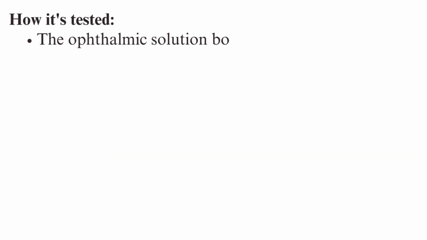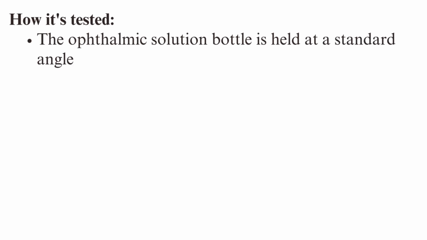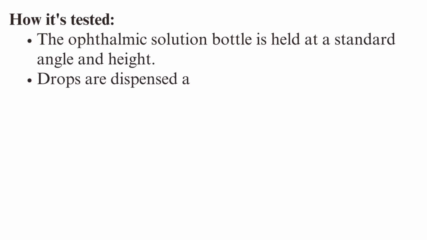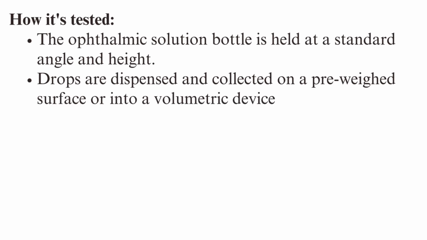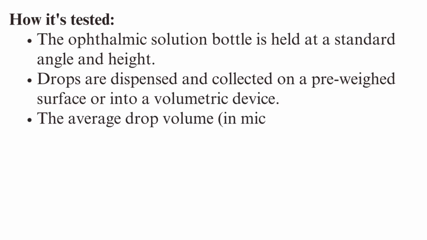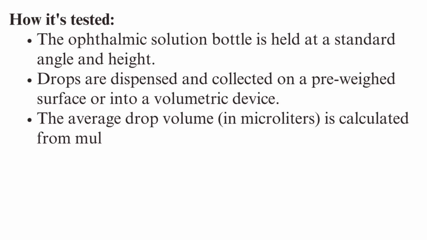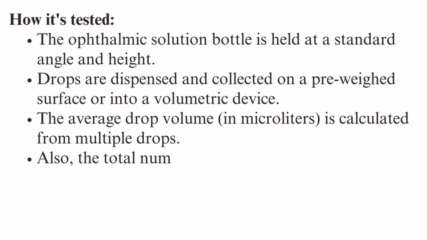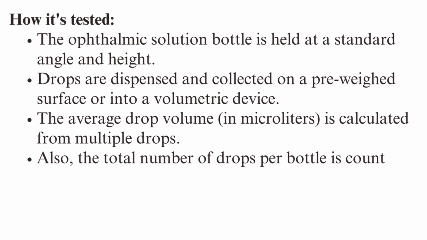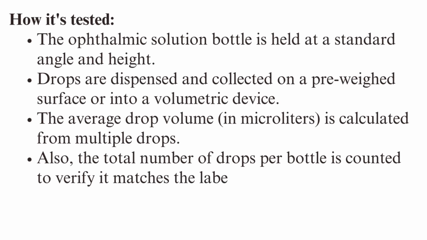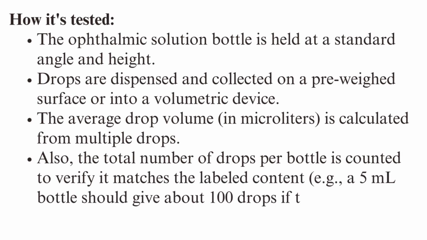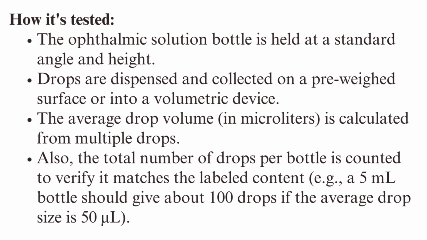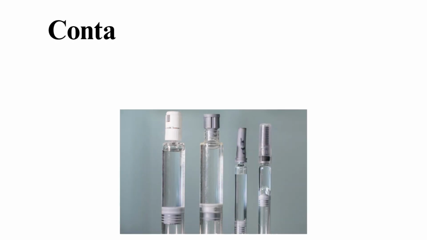How it's tested: the ophthalmic solution bottle is held at a standard angle and height. Drops are dispensed and collected on a pre-weighed surface or into a volumetric device. The average drop volume, in microliters, is calculated from multiple drops. Also, the total number of drops per bottle is counted to verify it matches the labeled content. Example, a 5 ml bottle should give about 100 drops if the average drop size is 50 microliter.